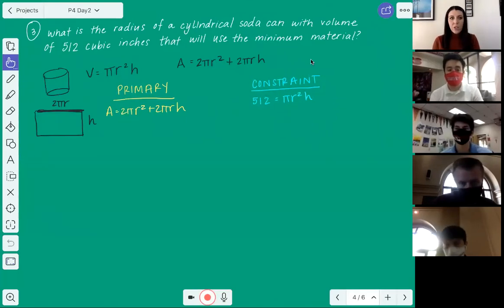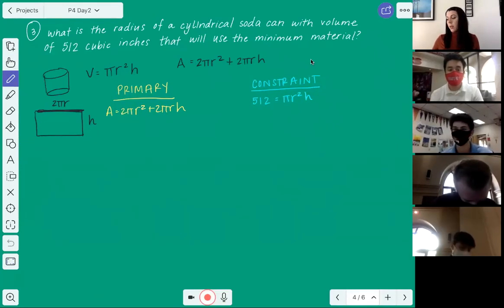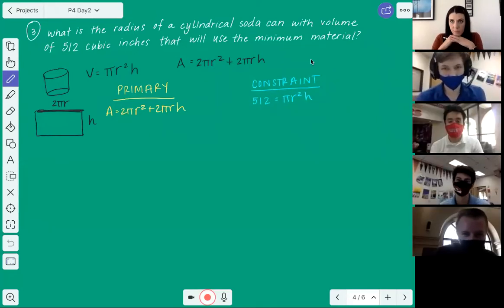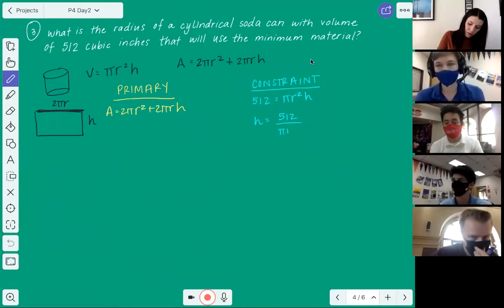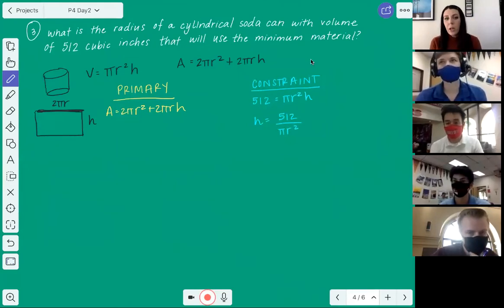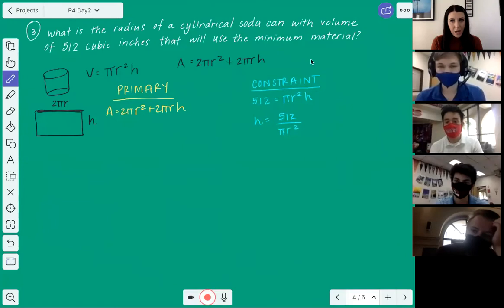Okay, Riley, we're going to start with you. What would I do from here? You could solve for h using the constraint, and then therefore you would get 512 over pi r squared. You plug that in for the h. Hold on one second, let me write it down. So I agree with you. We're going to isolate a variable in our constraint. That means h is equal to 512 over pi r squared. We are not isolating the r squared because we can't really isolate the r, because there'd be a plus or minus and it changes the equations.